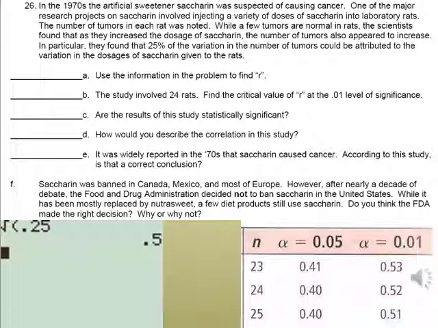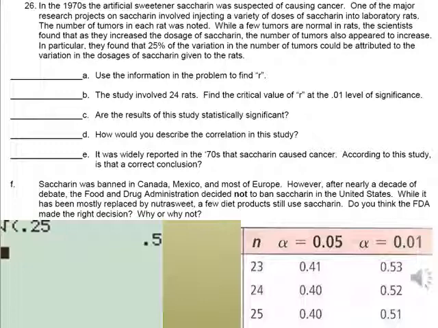It actually was reported back in the 70s that saccharin caused cancer, and it says, according to this study, is that a correct conclusion? Well, the answer is no for a couple of reasons. One of them is that they didn't get a significant result, but really more important with that is even if they had, you can't say one thing causes another. There could have been other things going on in the background, and that's why it's definitely not cause that you can say. If you ever see that word cause, like on a quiz or a test, the answer is no.